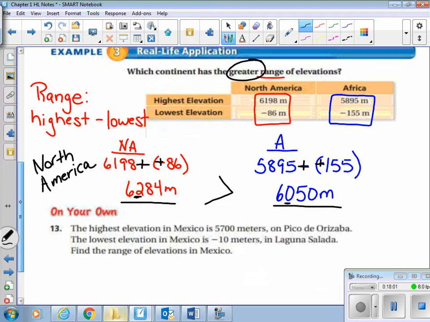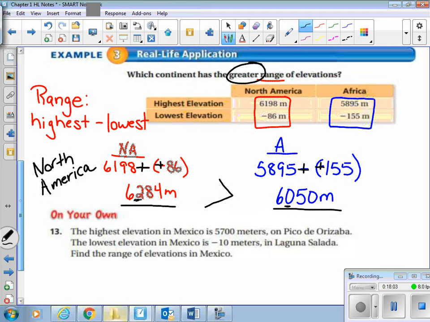On your own problem, you're going to use the same information. Oh no, I'm sorry, you're going to use Mexico's information. So the highest elevation in Mexico, you've got 5,700, and the lowest is negative 10. Find the range of the elevations in Mexico. Please pause the video, see if you can set up that range problem. So you should be doing subtraction of those numbers, following your integer rules, and then come back and check.